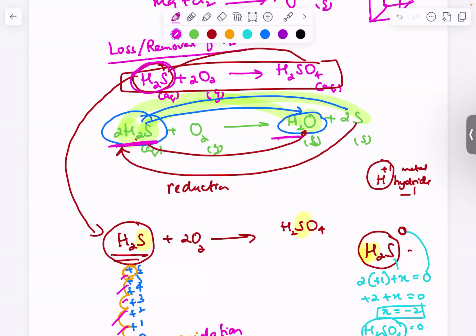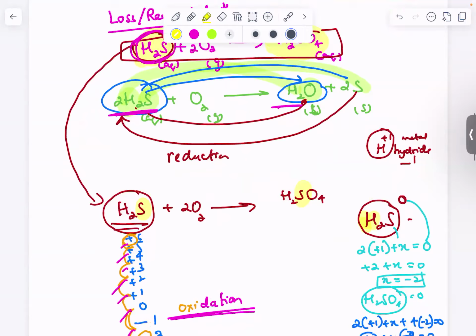But I have told you in that way as well. But I will tell you in both the ways. Have a look here. If you see that in H2S, there is no oxygen. But in the product, oxygen is there. So what we can say? Addition of oxygen. So that is oxidation.